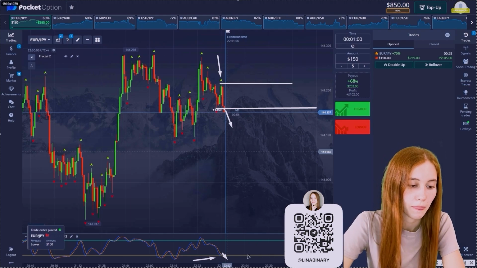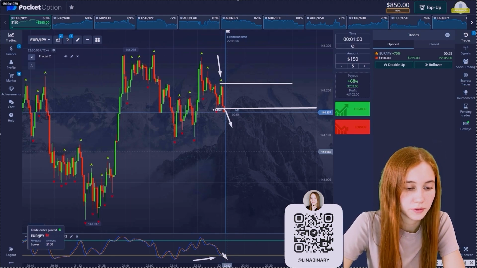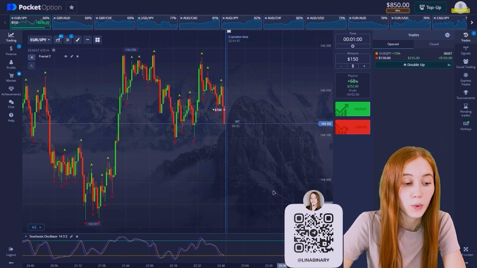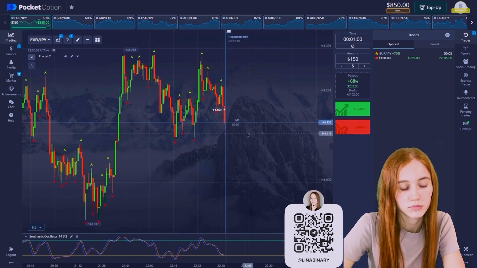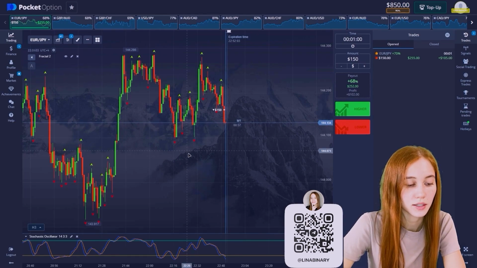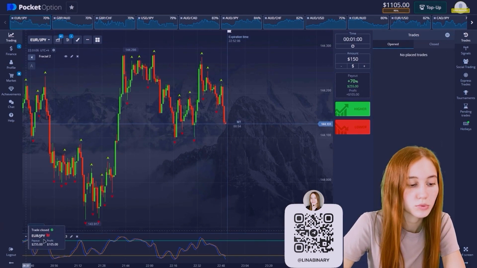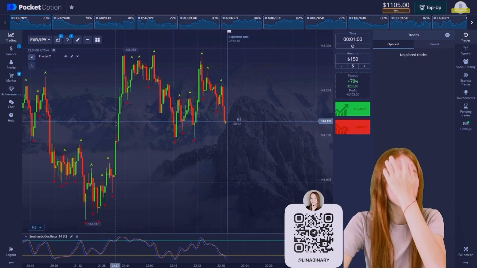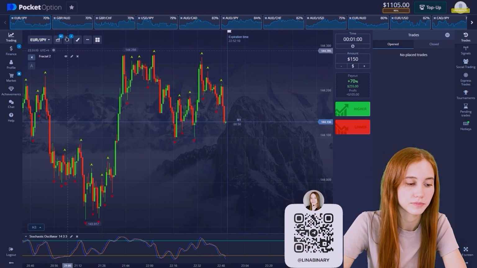Let's see. What do we see? We open down. Yeah, two seconds and a plus deal. Profit is $105. Let's move on to the next currency pair.